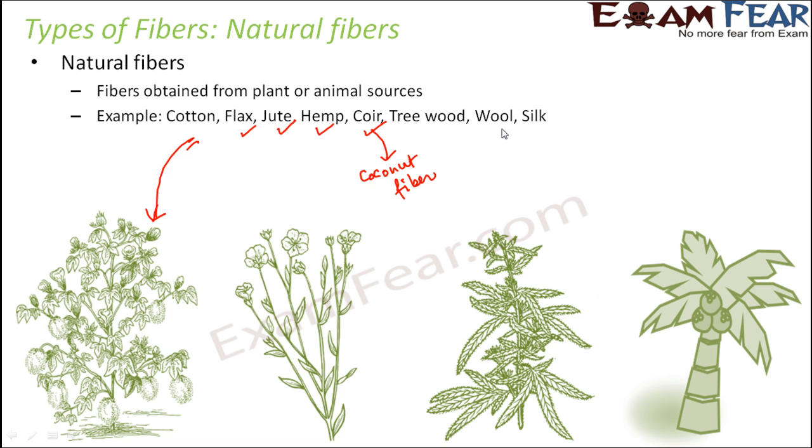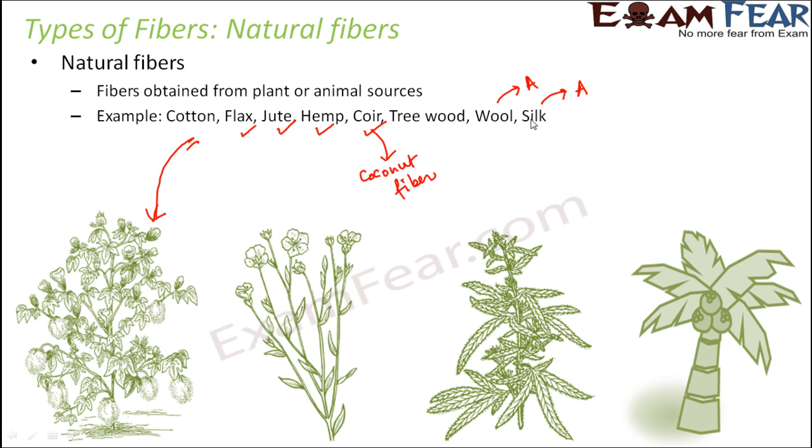You talk about wool. Wool is an example of animal fiber. It is obtained from animals like sheep, goat, yak, all those animals which have wool or fur present over their body. From that surface of their body, wool is obtained. Similarly, silk is again obtained from an animal. Which animal yields silk? Silkworm. Yes, exactly. Silkworm produces silk.